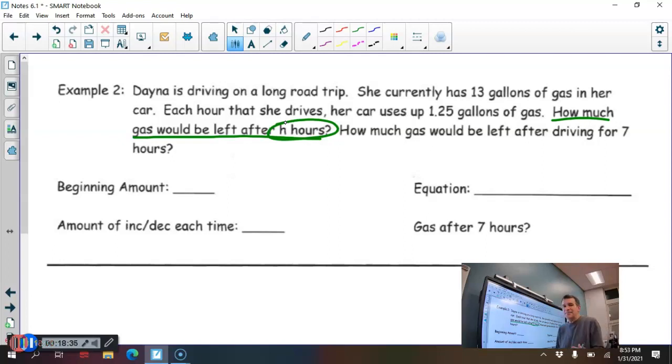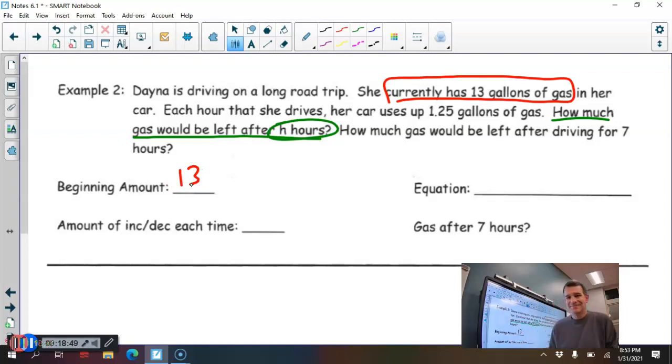Okay, so again, I need the beginning amount. Do you see the beginning amount? The beginning amount is right here. 13 gallons of gas is how much she has right now at the beginning. And this one is actually using gas. The amount of gas she has is going down, so it's a decrease. And it's decreasing by 1.25 gallons per hour.